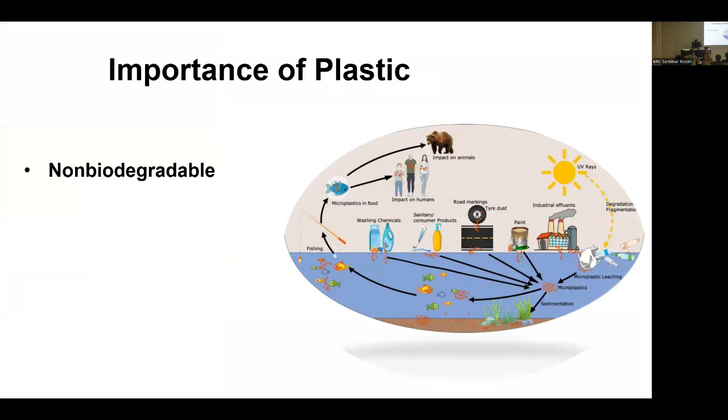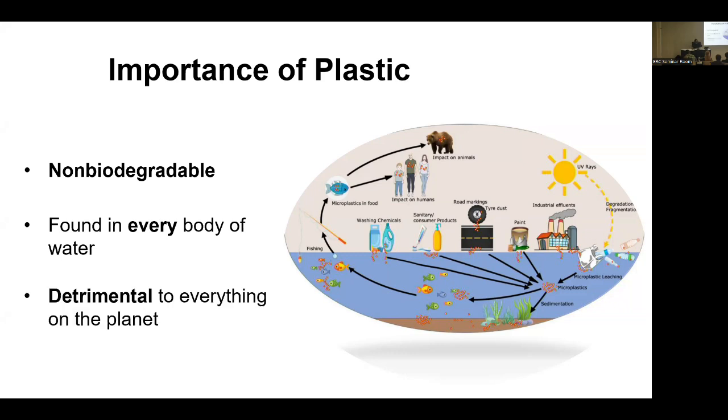Going on to the importance of microplastics, why should we even care about plastic in general? It is not biodegradable. That means it will just continuously get smaller and smaller, but it'll never biodegrade. So it's always going to be in our environment. It is found in every single body of water, whether your oceans, your rivers, your lakes, and the ice. Anywhere there's water, there's microplastics, which means it's very detrimental to everything on this planet. As we know, everything is connected. So it's a lose-lose for everyone.